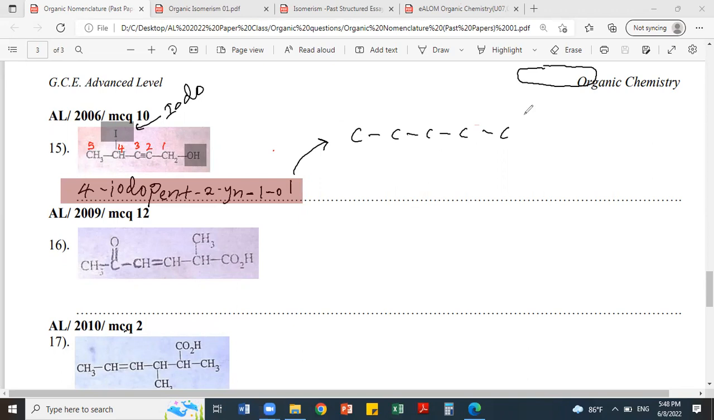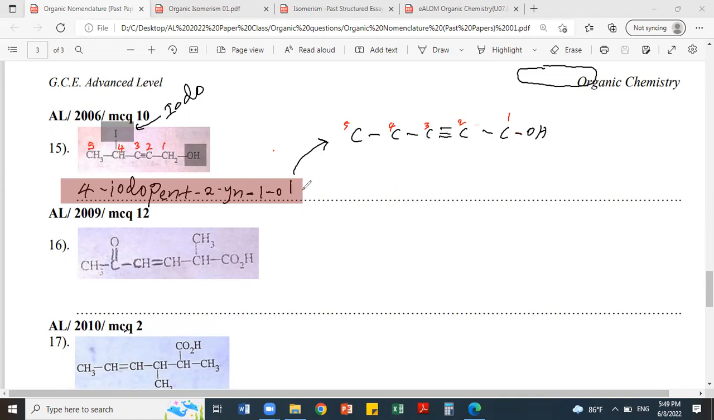So I'll write 1 to the first carbon where the OH group is attached. So 1-ol, 1-ol means alcohol, OH group. Then after that, 2, 3, 4, 5. Then at the beginning of the second carbon there is a triple bond. So I'll put the triple bond like this. Why 2-yn? Triple bond.